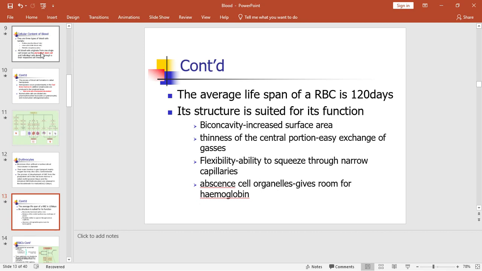Another important ability of the red blood cell is that it's flexible, like a cat.